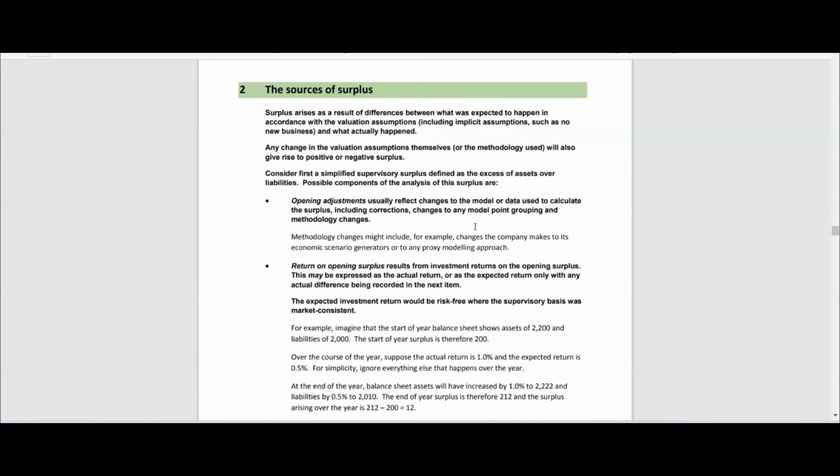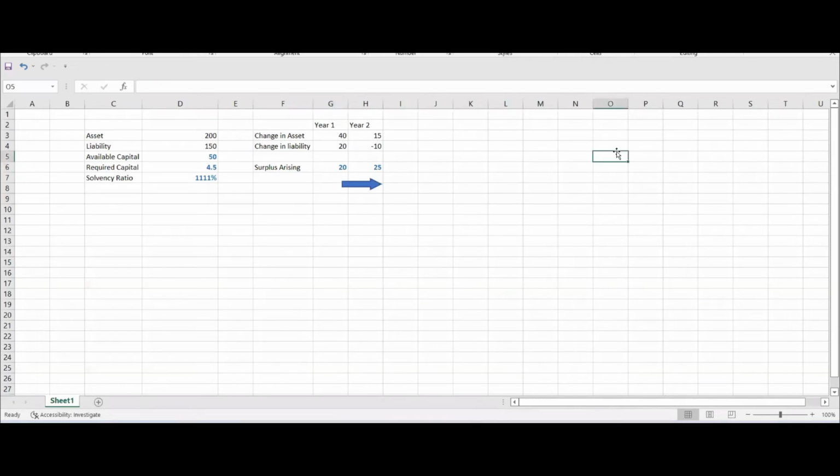So maybe it can be, and there is one component which we call unwind. So unwind means everything remaining the same. If the interest rate, what amount of reserve would be released because of change in the interest rate. It is better to show by an example. So suppose this is your expectation. This is say Y1, year one, and this is year two.